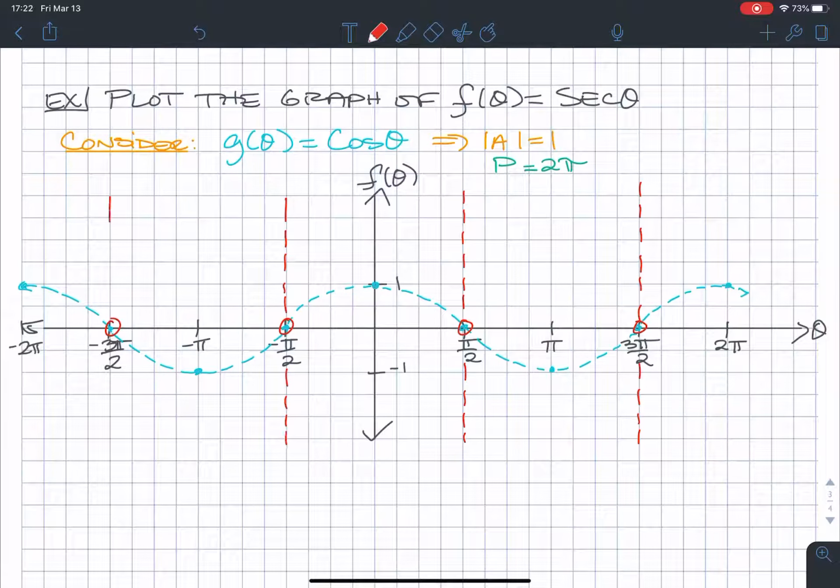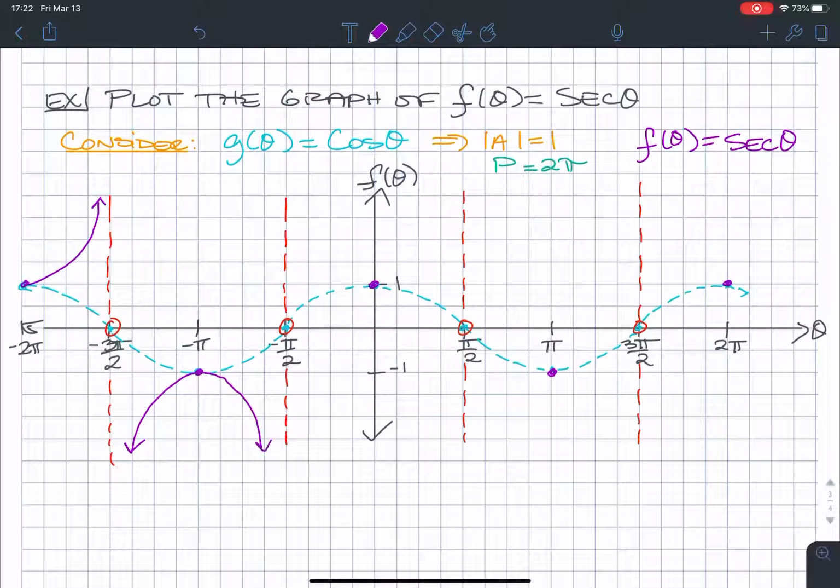And similarly, if I now plot f of theta is secant of theta, the reciprocal of 1 is 1. The reciprocal of negative 1 is negative 1. So they meet at the peaks and the troughs, and they approach the asymptotes asymptotically. And remember, you can never cross a vertical asymptote when plotting, if it's a function, right? So there we are. Okay, so this is the standard secant plot.